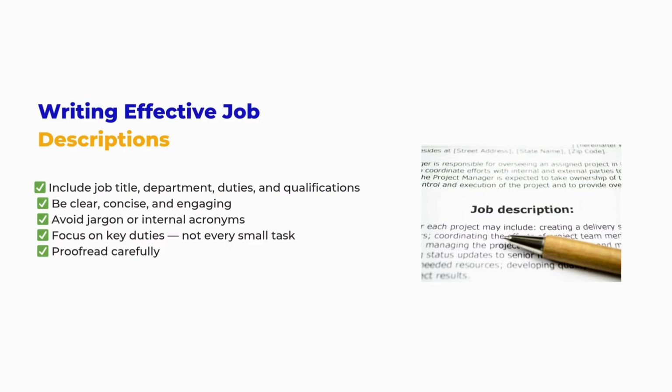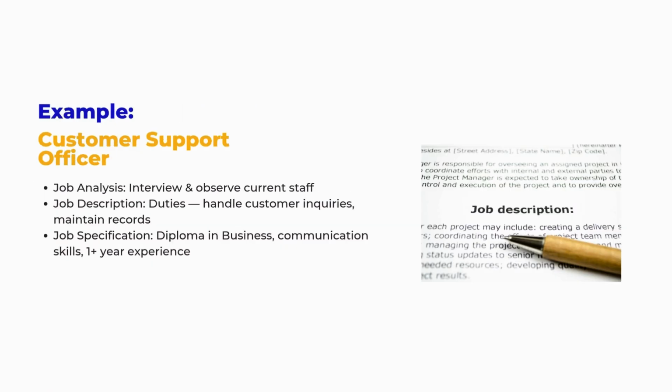Be clear and concise. Avoid confusing language or internal acronyms that outsiders may not understand. Make it engaging, so the job description attracts the right type of applicants. Don't overload it. Focus on the main responsibilities rather than every small task. Proofread it carefully, because grammar mistakes or wrong details can make a company look unprofessional. So job descriptions should be both informative and appealing. It represents your organization to the outside world.